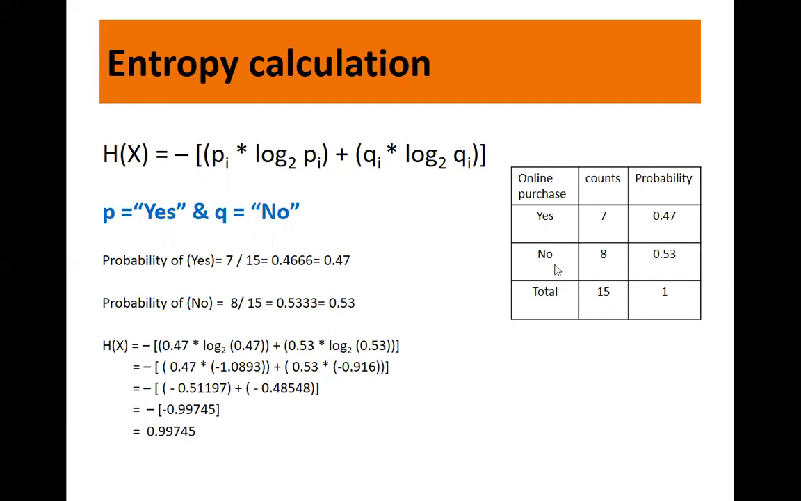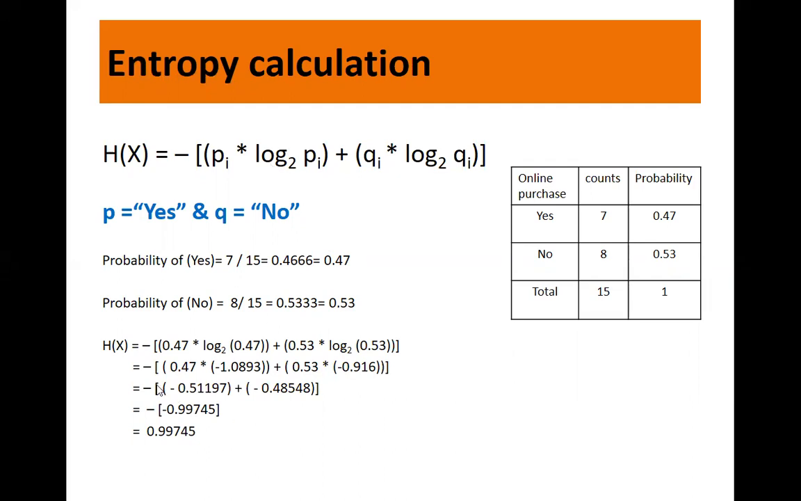Out of 15 samples, 7 samples have class label as yes. So the probability of yes is 0.47. Similarly, for no, out of 15 samples, 8 samples have class label as no, so the probability of no is 0.53. Now let's substitute these values into this formula.